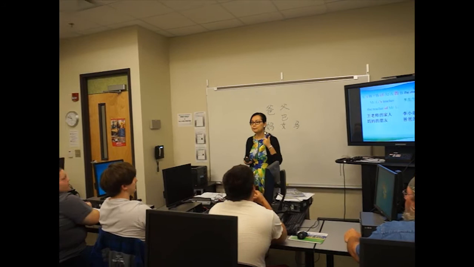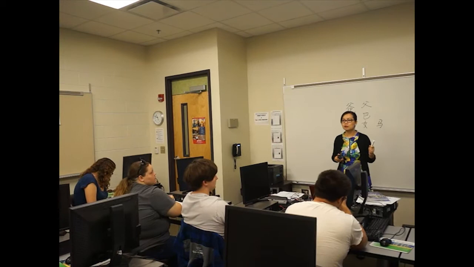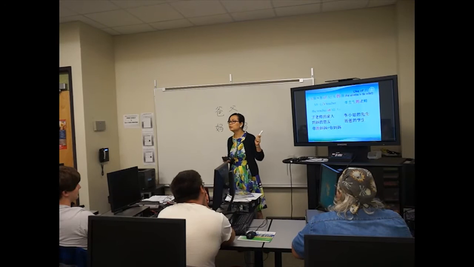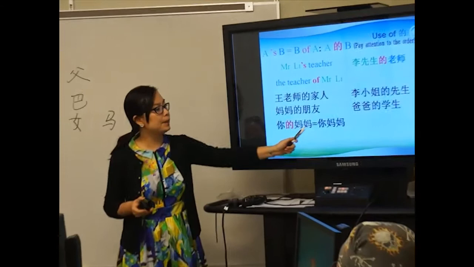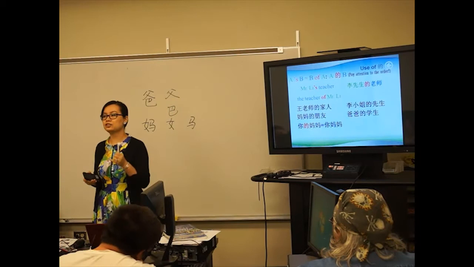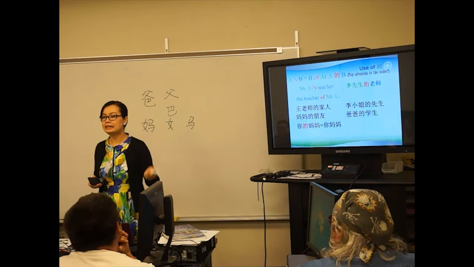Okay. And in some situations, we may omit the particle 的. Like here, the possessor is a personal pronoun. Do you know personal pronoun? Like I, you, he, she, okay? And mama here is a kinship term. So in colloquial speech, when the possessor is a personal pronoun and the possessed is a kinship term, we can omit 的. So 你的妈妈, we can also say 你妈妈.